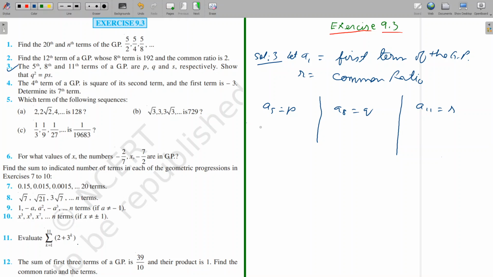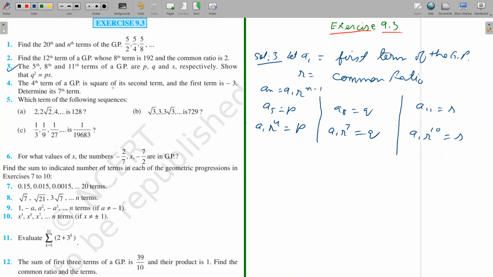Let us apply the formula of AN. What is AN? AN equal to A1 into R raised to n minus 1. So that is what we will apply here. A5 can be written as A1 R raised to one value less than 5, that is 4, so A1 R raised to 4 equal to P. What is A8? A1 R raised to one number less than 8, that is 7, equal to Q. What is A11? That can be written as A1 R raised to 10 equal to S.